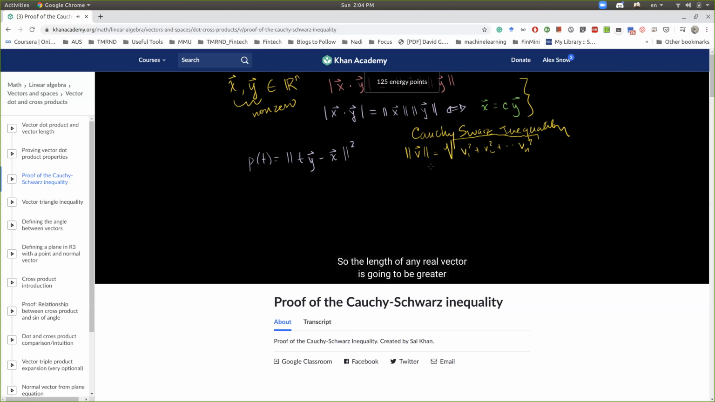So the length of any real vector is going to be greater than or equal to 0. Now, in a previous video, I also showed that the magnitude or the length of a vector squared can be rewritten as the dot product of that vector with itself. So let's rewrite this vector that way: the length of this vector squared is equal to the dot product of that vector with itself. So it's ty minus x dot ty minus x.